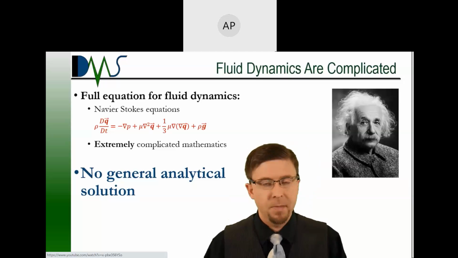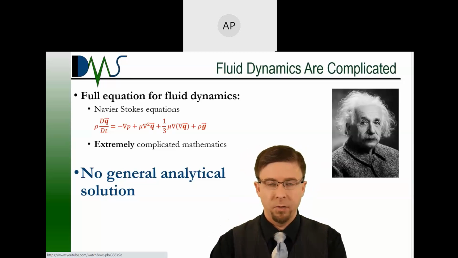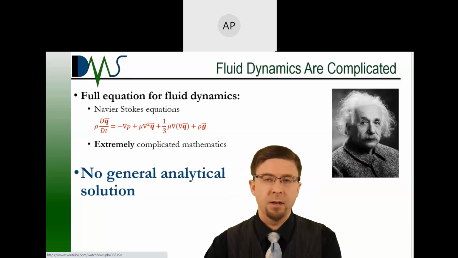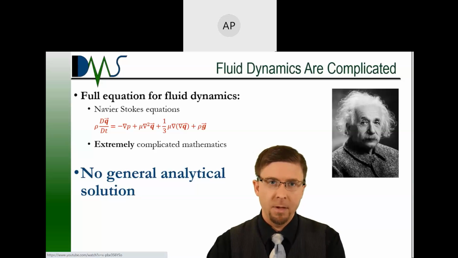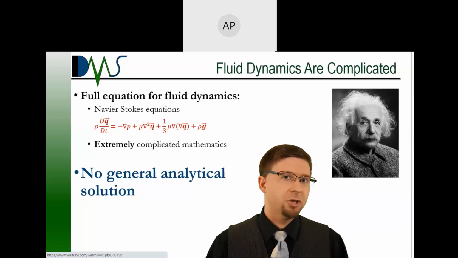There's a story that Albert Einstein one day sat down and tried to work out the generalized equations for fluid dynamics, all of the physics involved. In the end, he gave up because it was too complicated and went on to do special relativity. Now, like I said, I don't think that's true, but it gives you a sense for just how complicated the equations for fluid mechanics are.